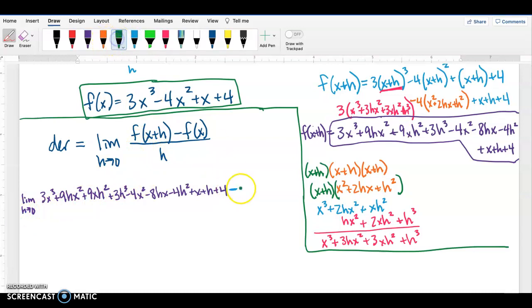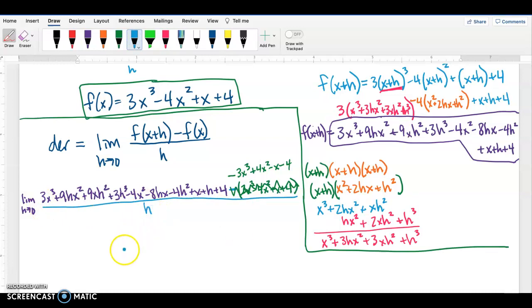And then I'm going to subtract. Watch how I'm going to write this. The quantity 3x to the third minus 4x squared plus x plus 4. Now, we have to distribute this negative sign. For the sake of me not having to write everything over again, I'm going to write it up here. Negative 3x to the third. When I do negative times the negative 4x squared, I get a positive 4x squared. Negative times x gives me minus x, and then a negative times 4 gives me minus 4. So if you can keep track of that there. Okay, don't forget, this is all over h.